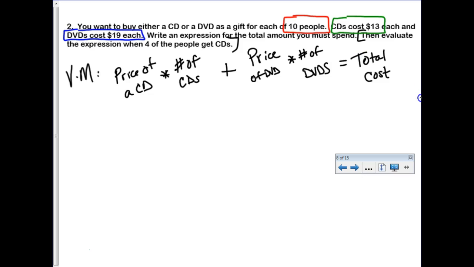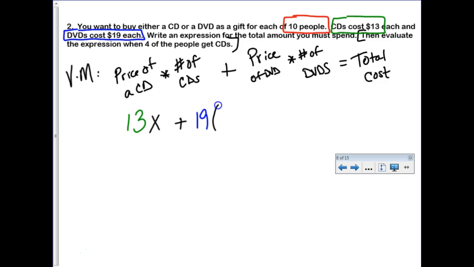All right, so this is where it gets tricky. It does say the price of a CD right here is $13, so I know that is a 13. Number of CDs, until I read this last clue, I do not know that answer, so I'm going to call that X. Price of a DVD, I know, is $19. And this is where it gets tricky. Normally I just let you use another variable here to represent the number of DVDs, but they gave us this extra clue.